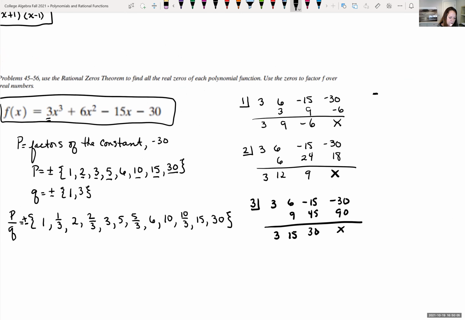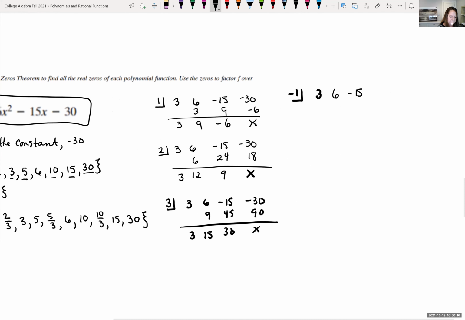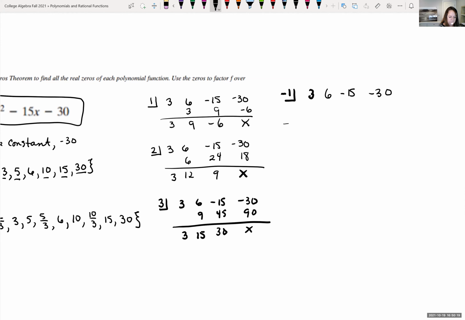And so let's try negative 1. So rewrite our numbers down. So 3, 6, negative 15, and negative 30. So let's bring down our 3. 3 times negative 1 is negative 3. 6 plus negative 3 is 3. Negative 1 times 3 is negative 3. Negative 15 plus negative 3 is negative 18. Negative 18 times negative 1 is 18. And that's going to give me negative 12. Doesn't work. So let's try another one.